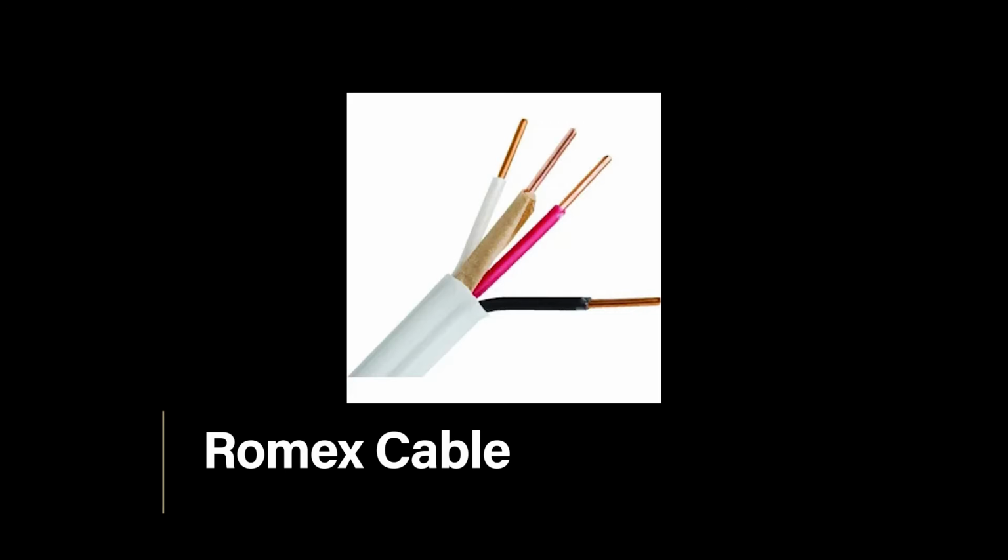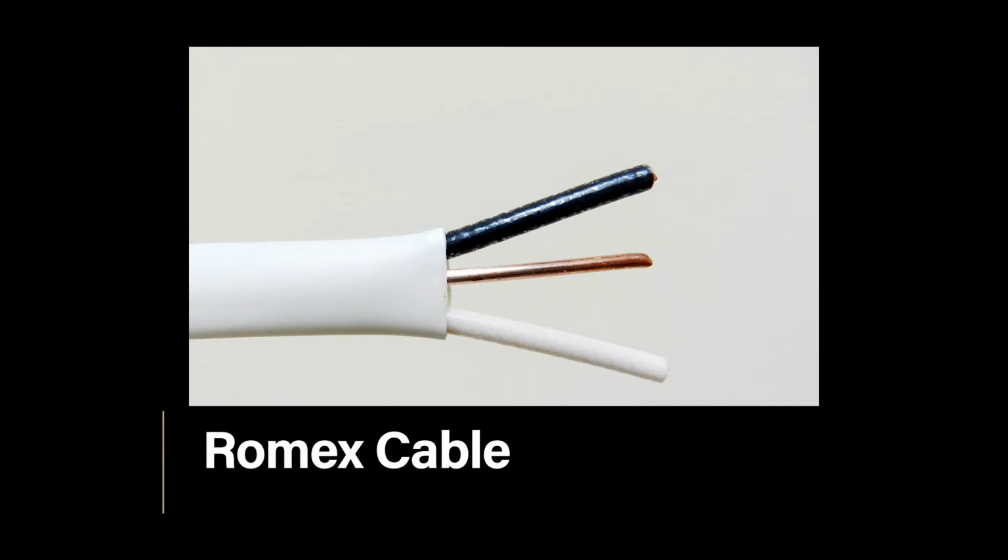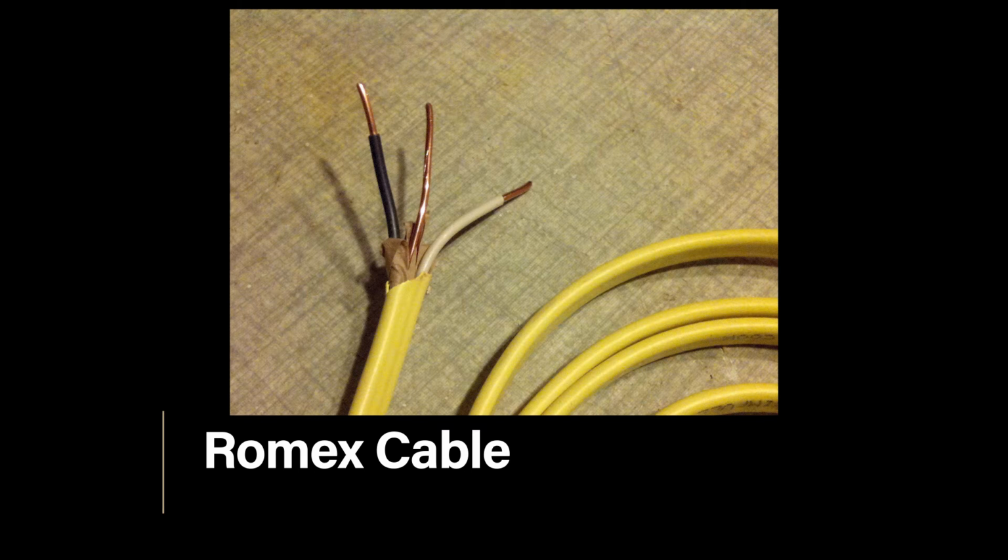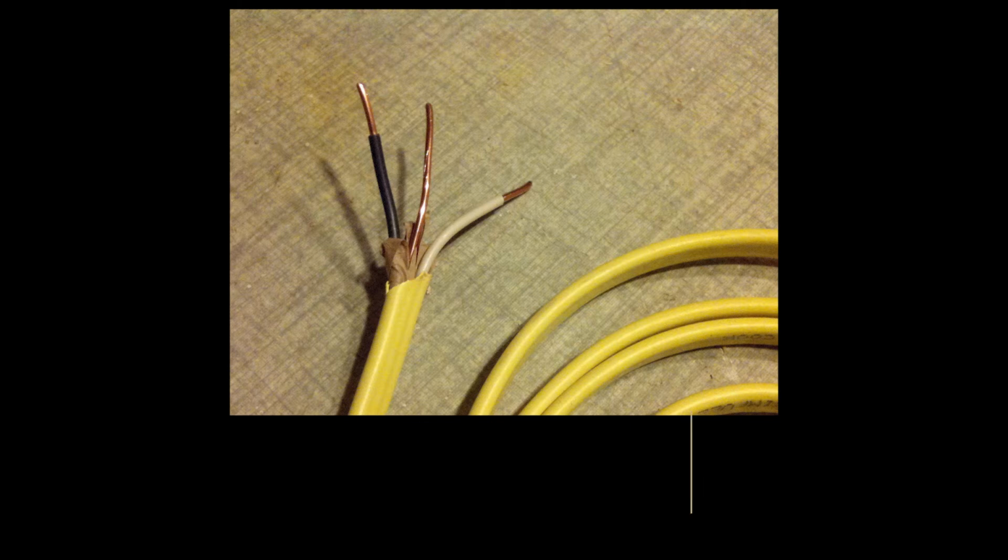Romex is the brand name for a non-metallic shielded cable. It is commonly used in residential construction. This type of cable has conductors wrapped in paper, which are then wrapped by a jacket of plastic. The color of the plastic jacket indicates the gauge or thickness of the conductor inside.